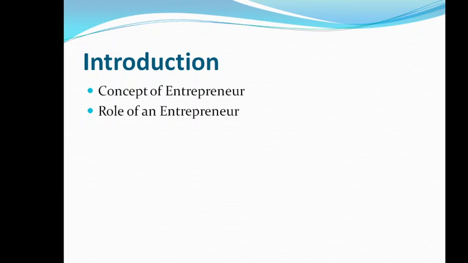In the words of J.B. Say, an entrepreneur is one who brings together the factors of production and combines them into a product. He made a clear distinction between a capitalist and an entrepreneur. An entrepreneur is the coordinator and organizer of a business enterprise, whereas a capitalist is only a financer.